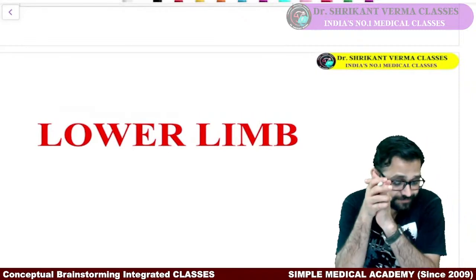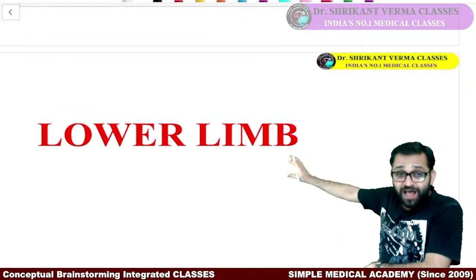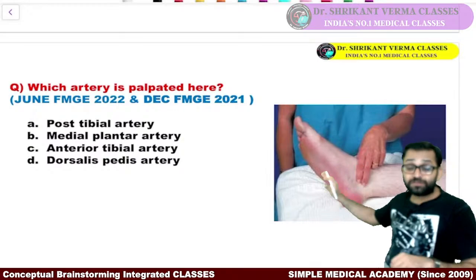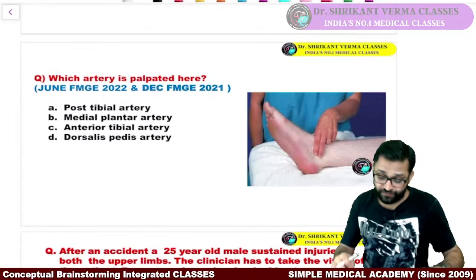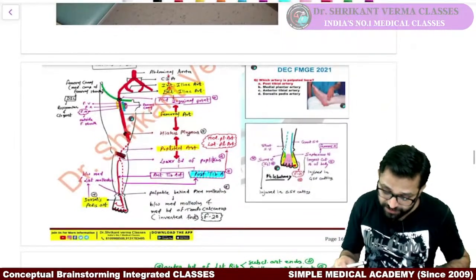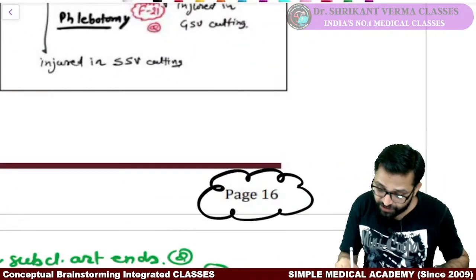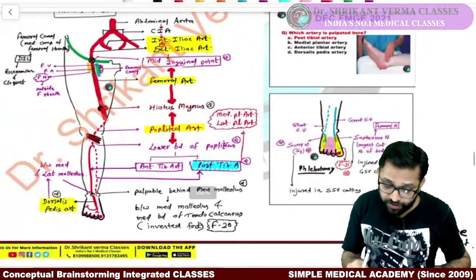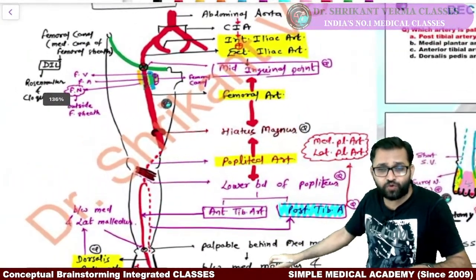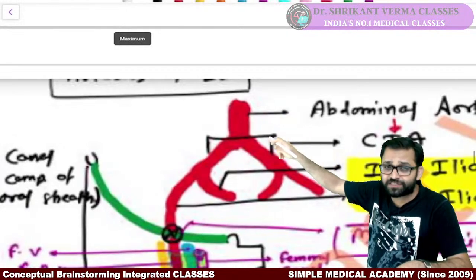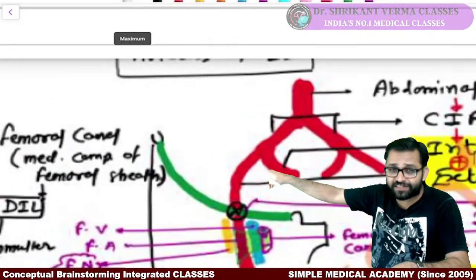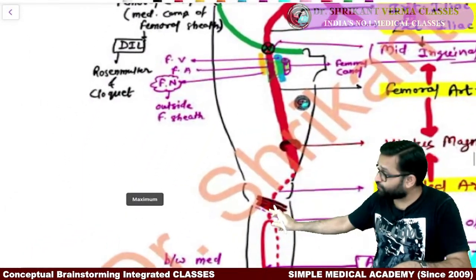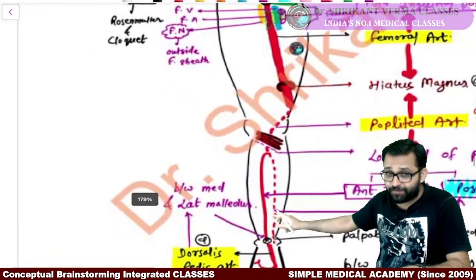Yes, welcome Amir Hassan. Now we are going to talk about the topics asked from the lower limb. Okay, see here, I told you the question pattern already. We discussed all the arteries. See here, go to page number 16 of our 30-page rapid revision of anatomy. We had already discussed the entire arterial supply of the lower limb. Very simple story. The abdominal aorta divides into the common iliac artery, which divides into the internal and external iliac artery. Then this artery continues as the femoral artery, then runs in the popliteal fossa as the popliteal artery, then the anterior tibial artery, then the posterior tibial artery.